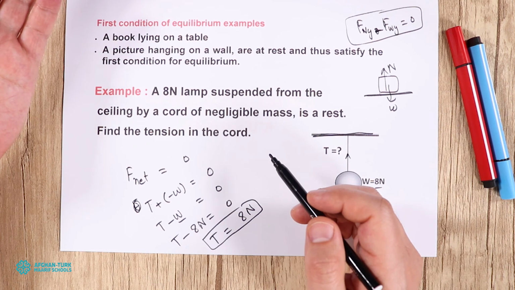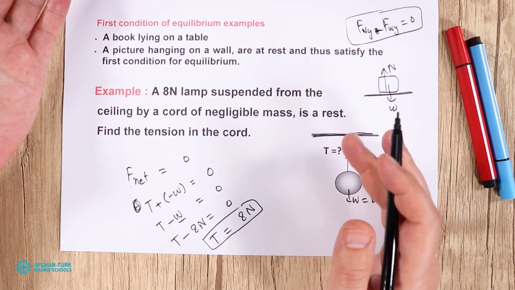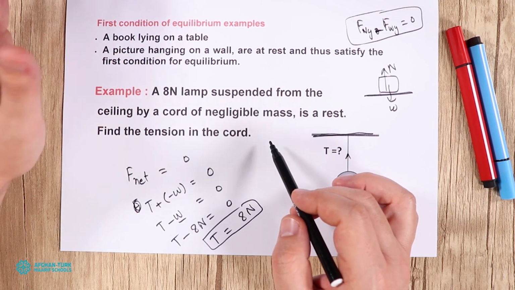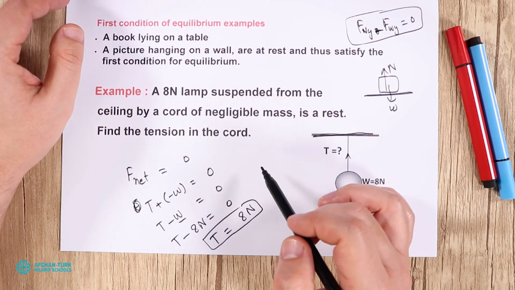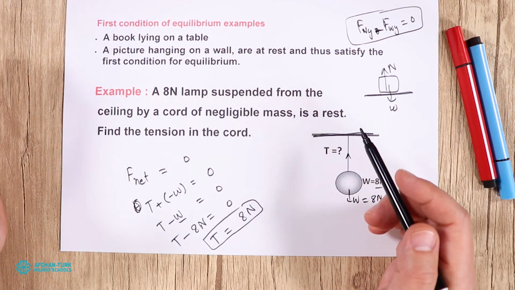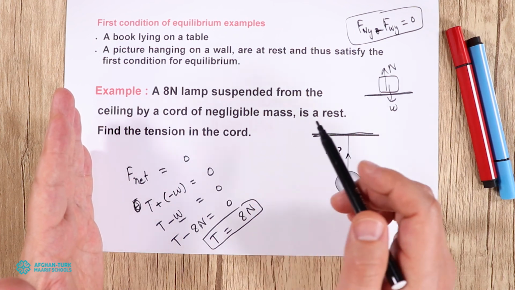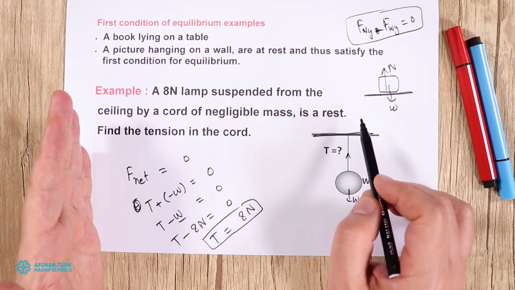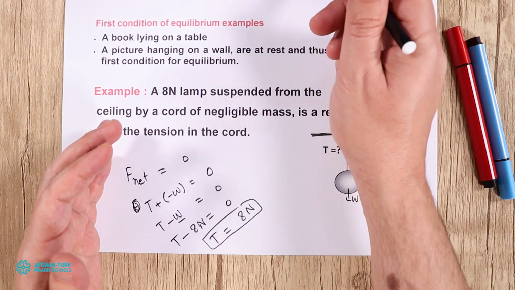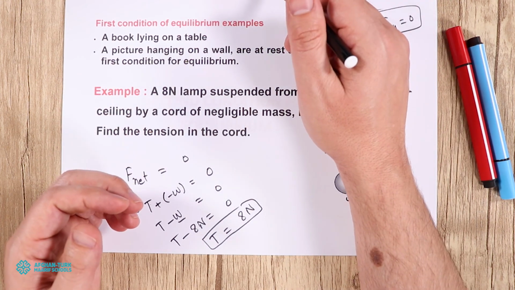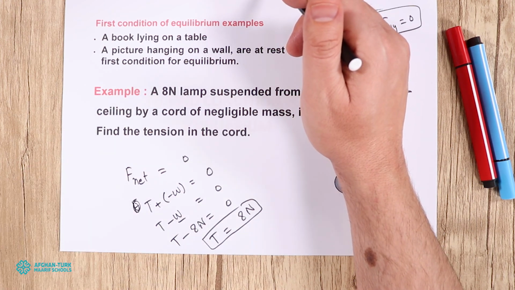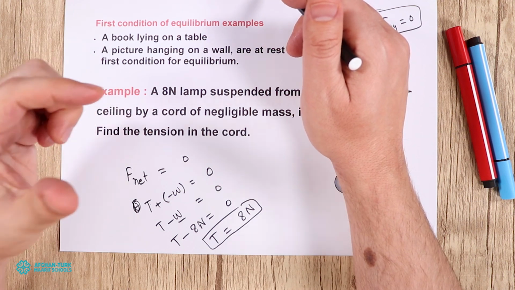In the next video, I am going to solve some more examples which will clarify the first condition and the second condition. But in this video, just know what the first condition is. Again, when the sum of all the forces in the x direction and y direction is equal to 0, we can say the object is in the first condition of equilibrium, and the object is at rest, in a static state.